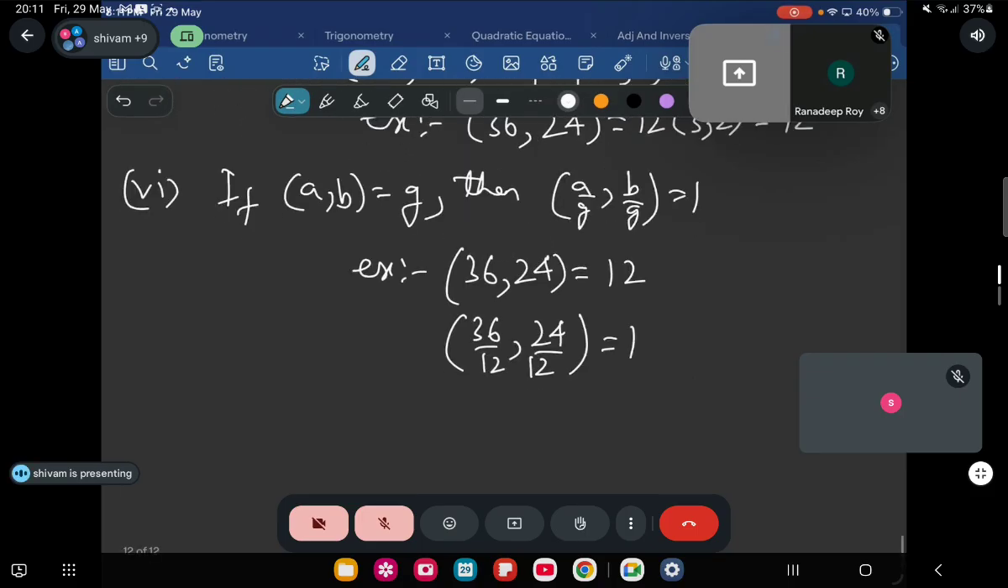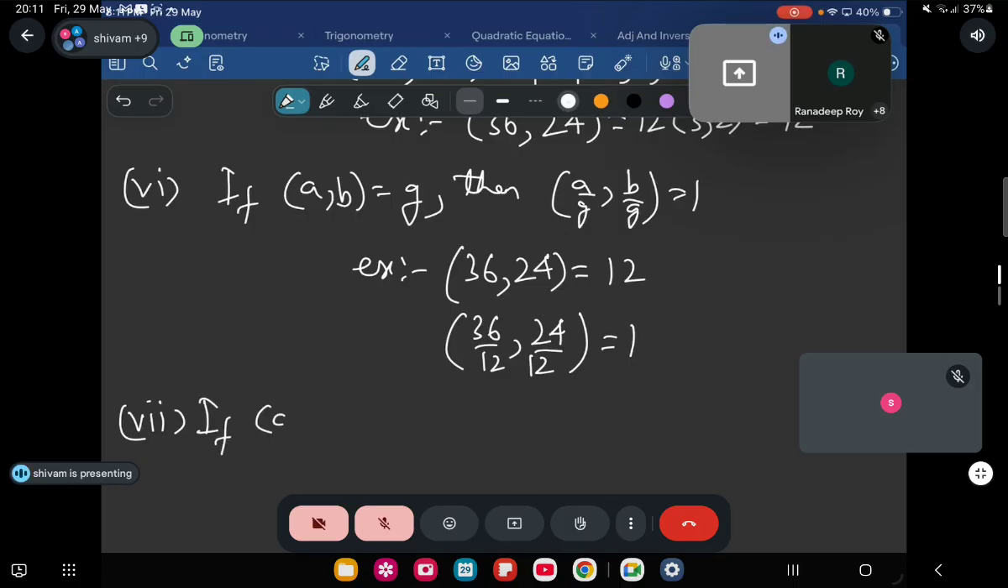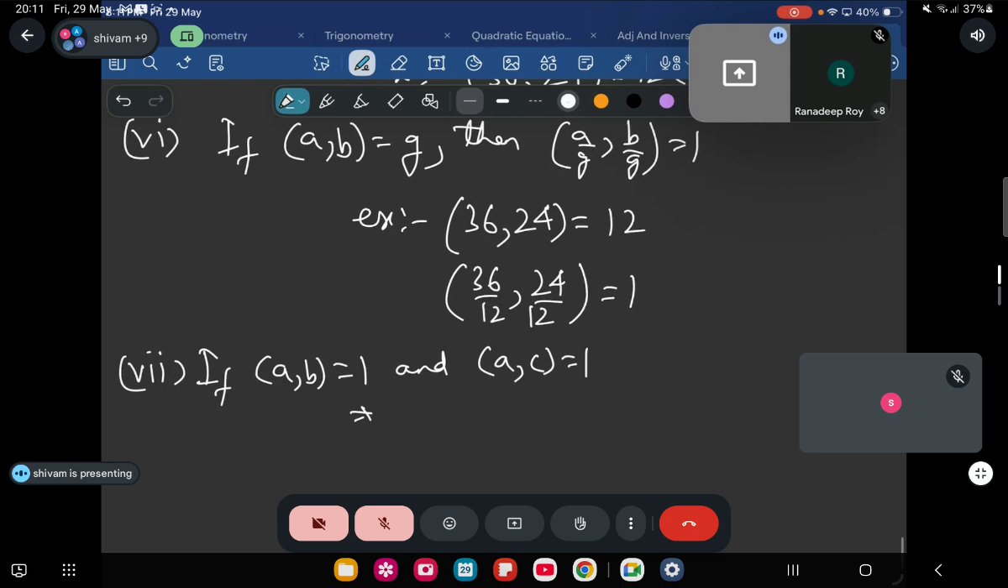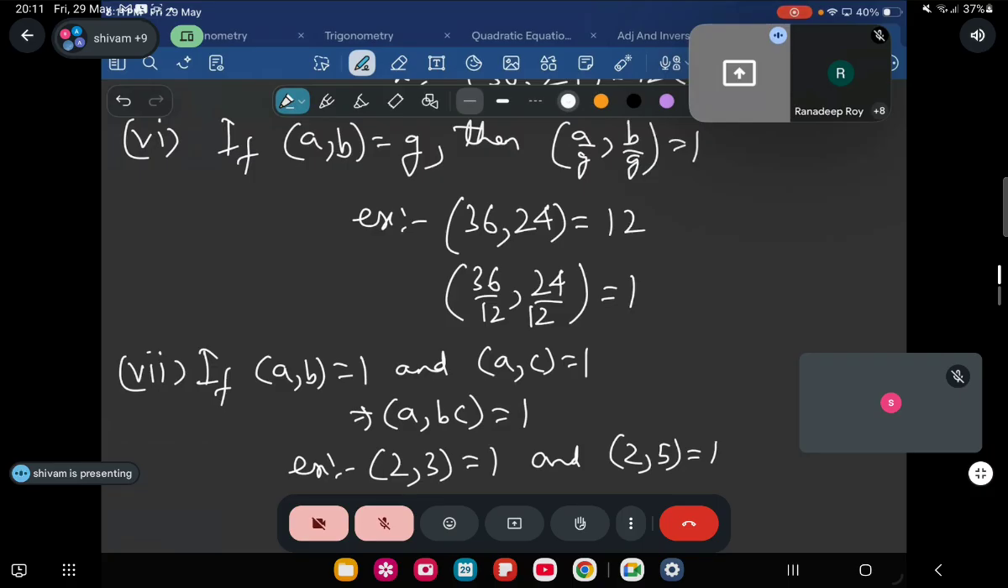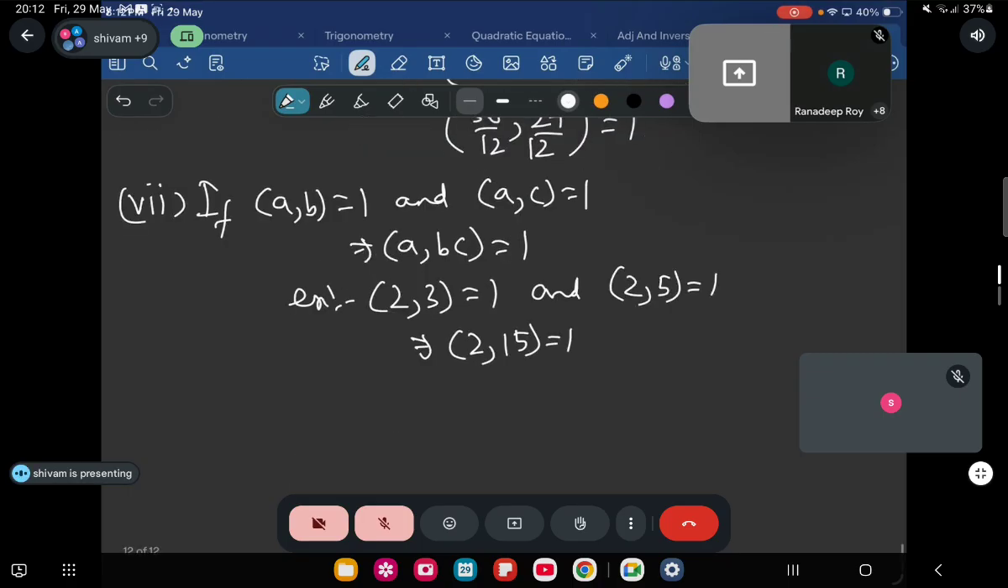Next, number 7. If GCD of A comma B is equal to 1 and GCD of A comma C is equal to 1, then this implies GCD of A comma BC will also be equal to 1. For example, GCD of 2 comma 3 is equal to 1 and GCD of 2 comma 5 is equal to 1. This implies GCD of 2 comma 15 is equal to 1. Okay. Next. Number 8.